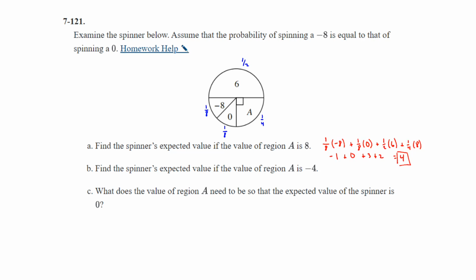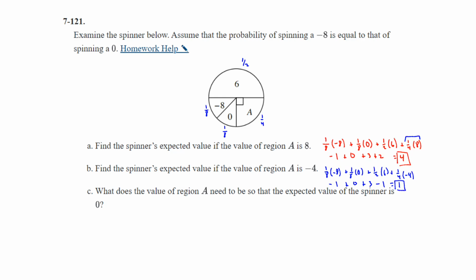So that's what we would expect if region A has a value of 8. B, find the spinner's expected value if the value of region A is -4. So really we're going to get the same thing, except we're going to change this last one right here. So I'll write that out again just so you can see. 1/8 times -8 plus 1/8 times 0 plus 1/2 times 6 plus now 1/4 times -4. So now we'll get -1 plus 0 plus 3, and then the last one will be plus a -1. So now the expected value when A is -4 is going to be a value of 1, which is still on the positive side.